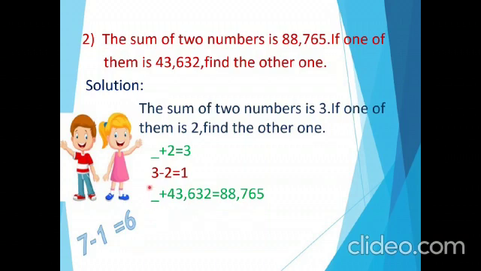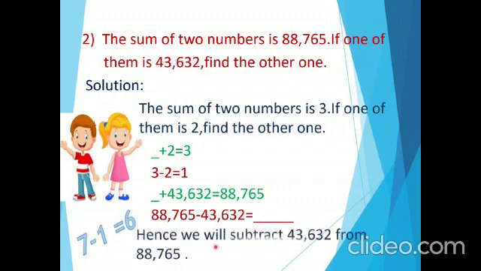To find this number, if we do the subtraction, that is the sum 88,765 minus 43,632, because in place of 3, what is there here? 88,765. In place of 2, which number is there here? 43,632. So, to find the other number, we have to subtract like this. Hence, we will subtract 43,632 from 88,765.